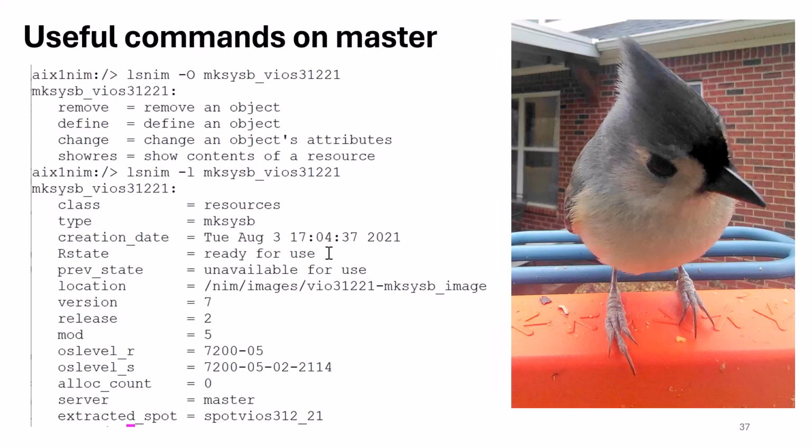If you run lsnim -O against a resource such as the mksysb, it's going to give you the list of actions you can take against that object. So in this case, I can remove it, define it, change its attributes, or show its contents. If I use lsnim -l, it gives me the information specifically about that mksysb, such as the OS level, the location, and so on.